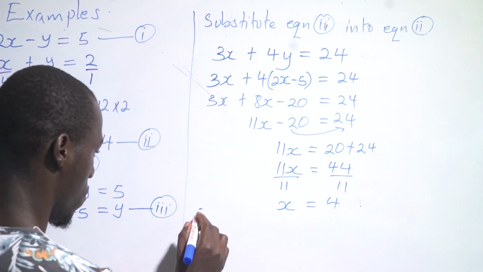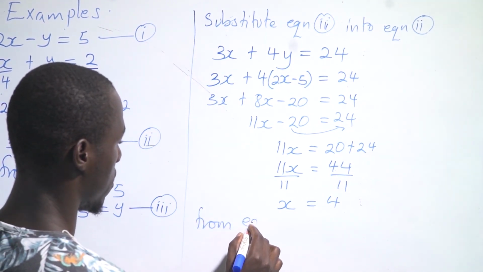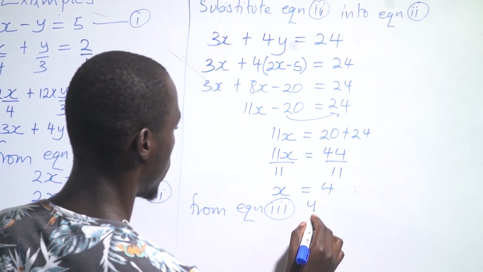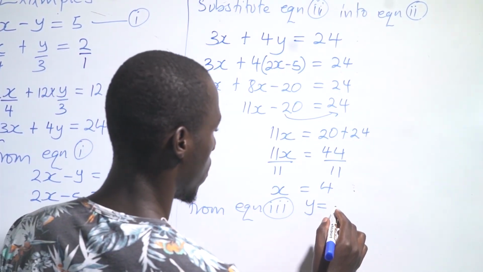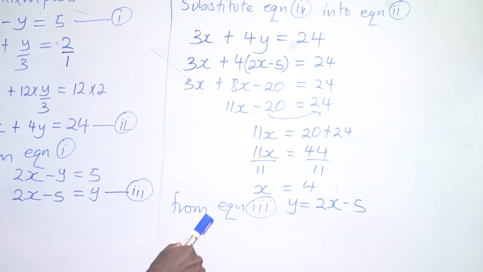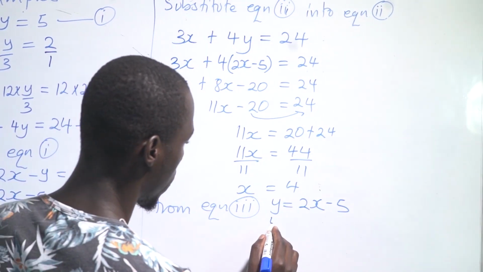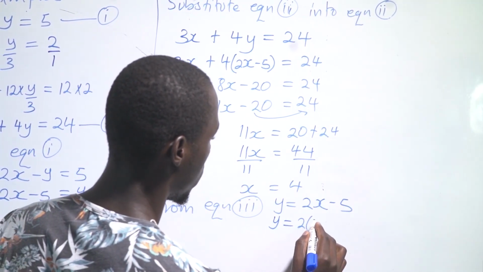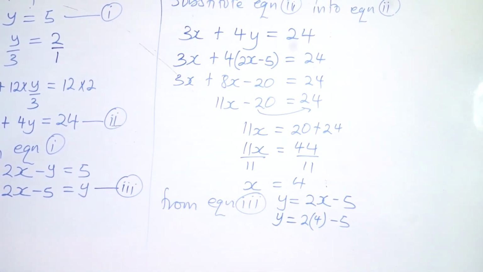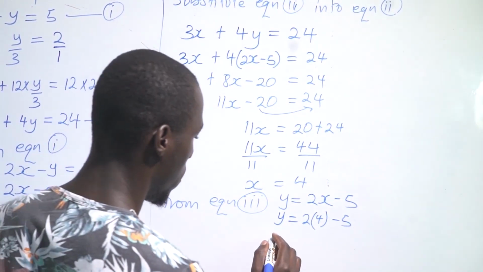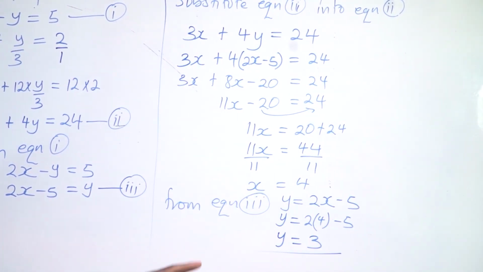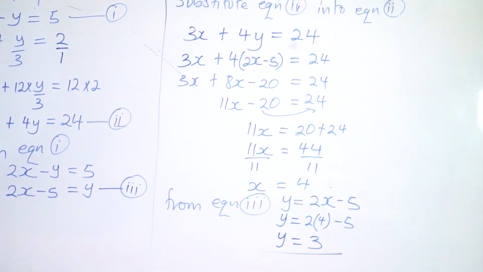Then the corresponding y value, that is from our third equation, y is equivalent to 2x minus 5. So I put the 4 there. That is y is equivalent to 2 times 4. So 2 times 4 is 8 minus 5, which is 3. Therefore, the x value is 4 and the y value is 3.